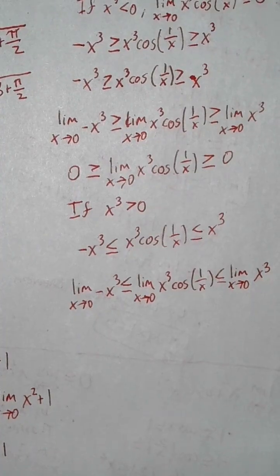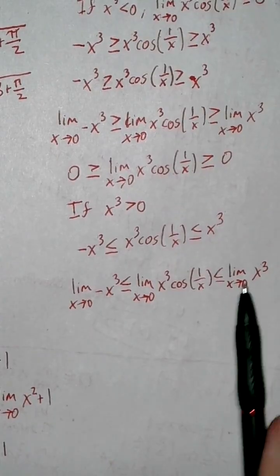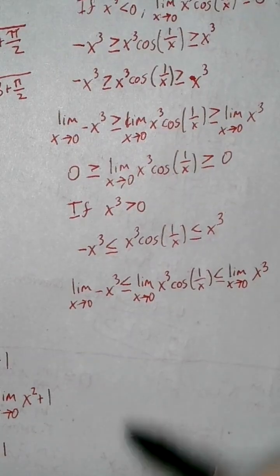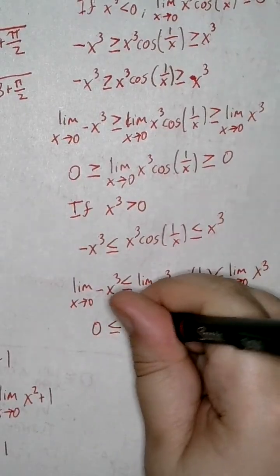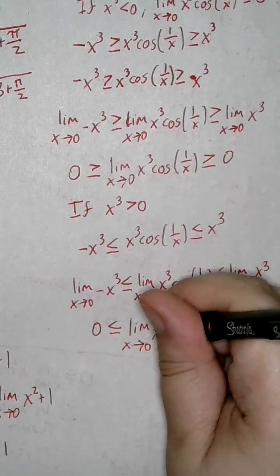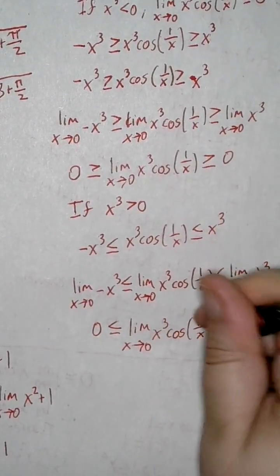Yeah. So, when I plug in 0 for x's, ideally, I get 0. That's going to be 0, and that's going to be 0. So I get 0 is less than or equal to the limit as x approaches 0 of x cubed times the cosine of 1 over x.